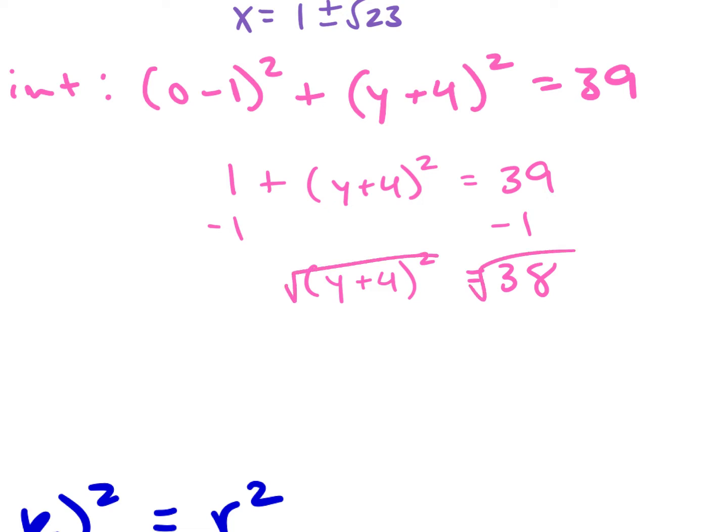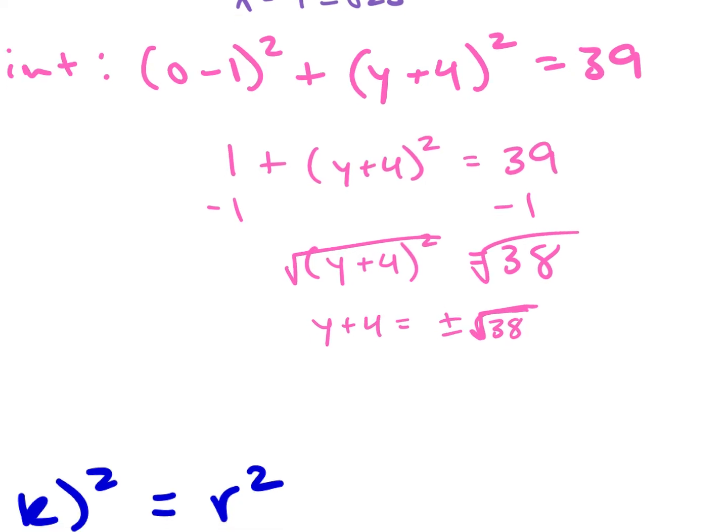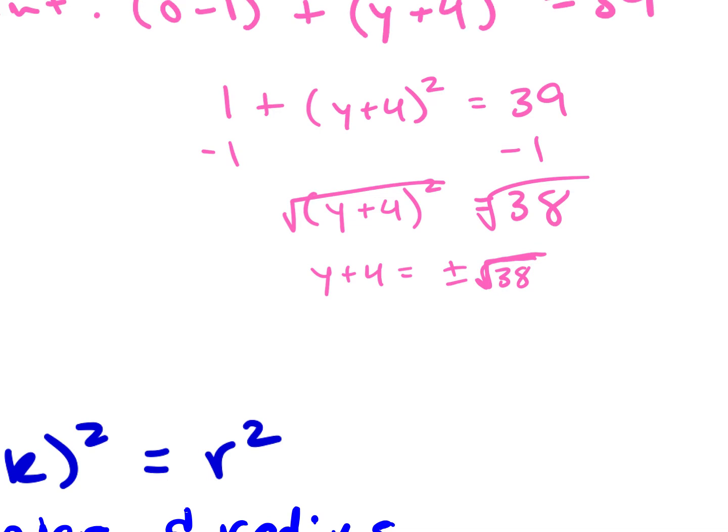Square root both sides. So y plus 4 is equal to plus or minus square root 38. Always make sure that you can't simplify your radical. If you can, make sure you simplify it. 38 would just be 2 and 19, so you can't simplify.